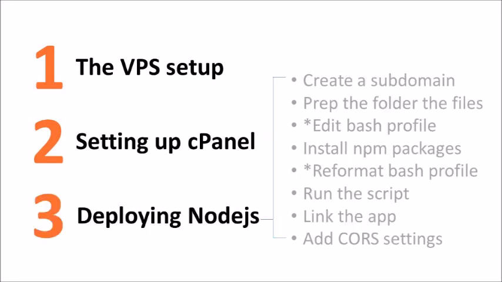Then in step number 3, we'll be deploying the Node.js app. So we'll create a subdomain, prep the folder and the files, edit the bash profile, install the npm packages, reformat the bash profile, run the script, link the app, and add CORS settings.